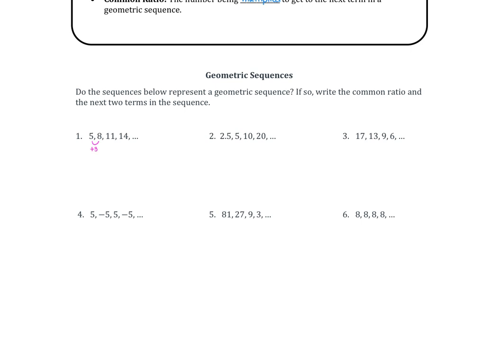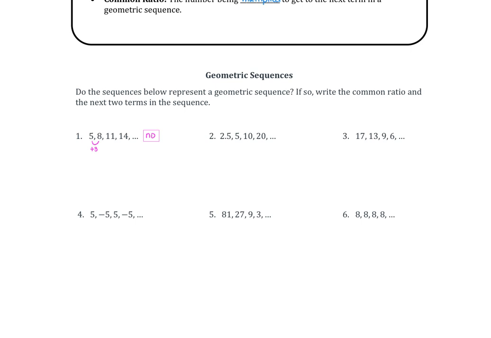Now I need to see, is that true down the rest of that sequence? 8 plus 3, yep, it is 11. And 11 plus 3, yep, that's 14. So I am adding 3 each time to get to the next number. So no, this is not a geometric sequence. Since it's not a geometric sequence, I do not need to continue the sequence or list a common ratio.